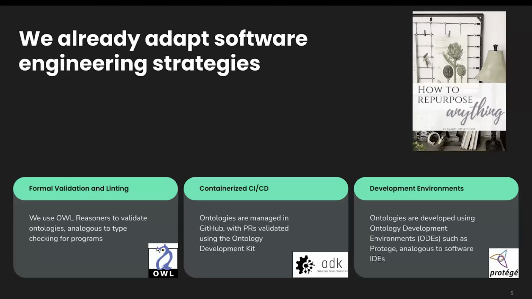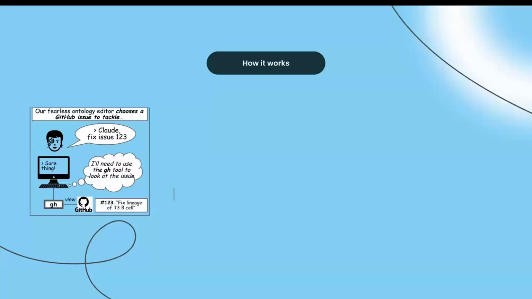And most of the ontologies that we work on are managed in GitHub. Anyone can come in and make changes in the form of pull requests. Those pull requests are validated using a containerized ontology development kit workflow that will then run these batteries of tests against the pull request. And finally, we also have our own equivalent to software integrated development environments in the form of ontology development environments. The primary one being the Protege ODE. So we definitely have a history in being able to repurpose a lot of these tools.